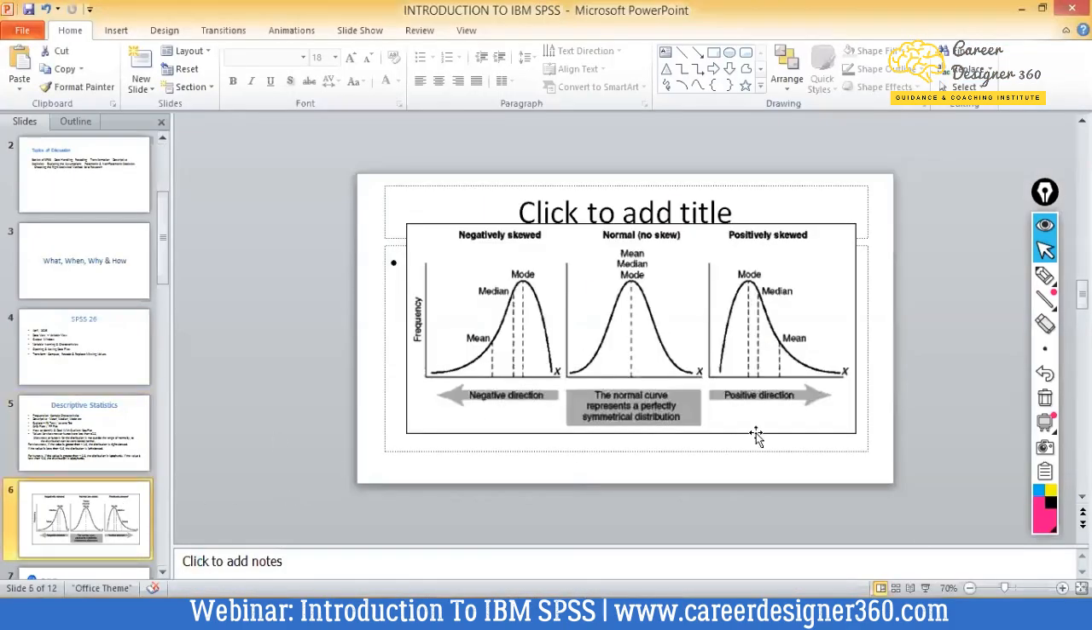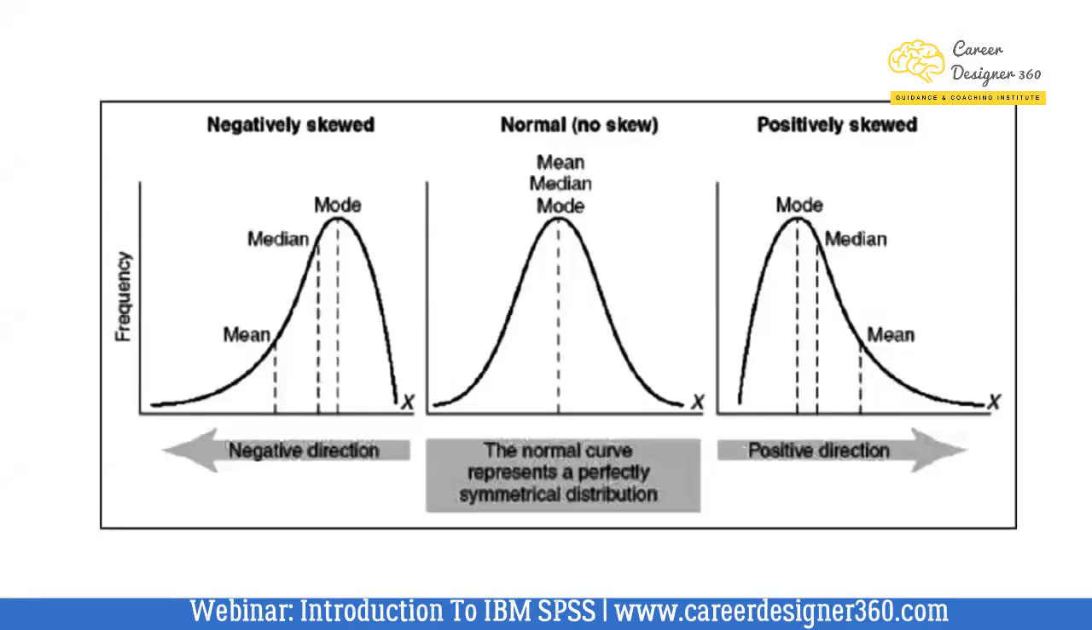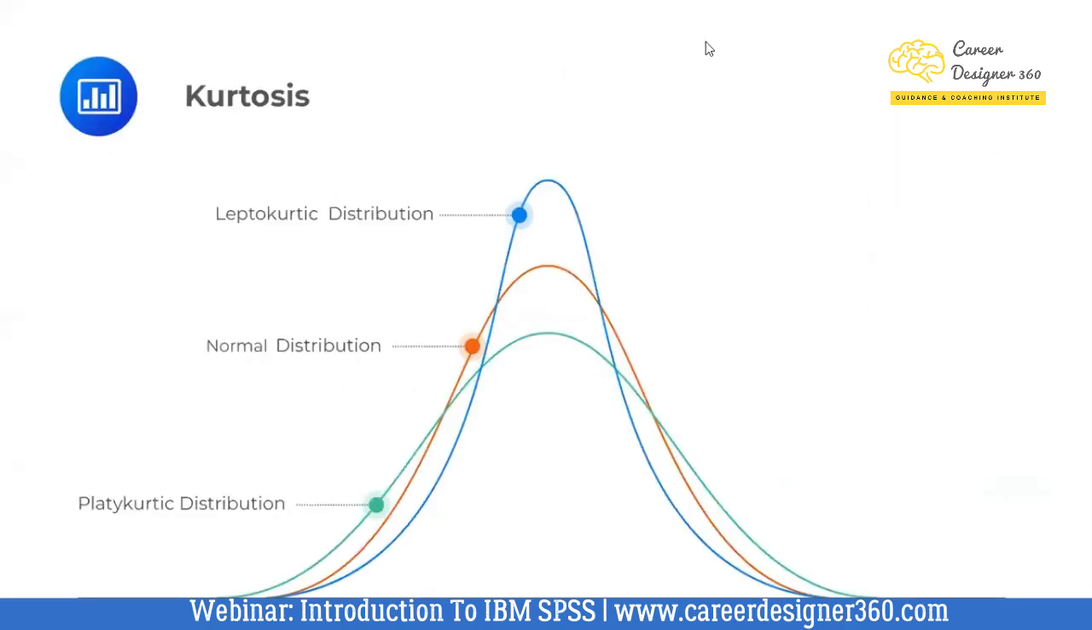What do skewness and kurtosis mean? See, we have different types of normal probability curve. We have a positively skewed curve on the right side, a negatively skewed curve on the left side, and then a normal curve in the middle, right? Then we can see the different types of distribution we have. So we have leptokurtic, we have normal, and we have platykurtic. The normal distribution is also known as mesokurtic in nature, right?